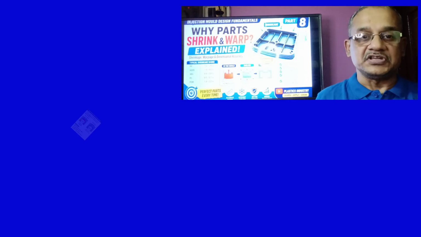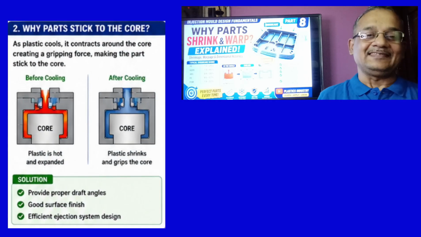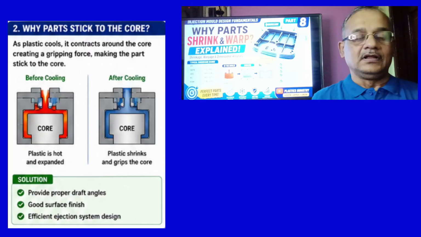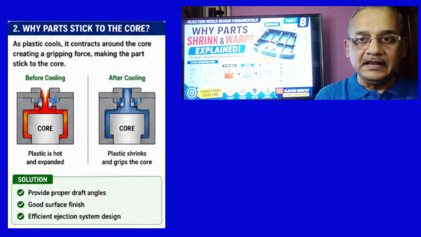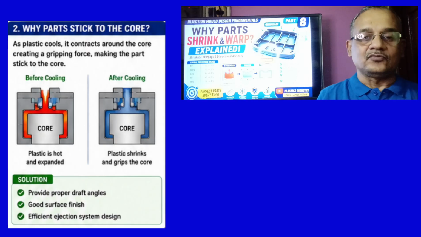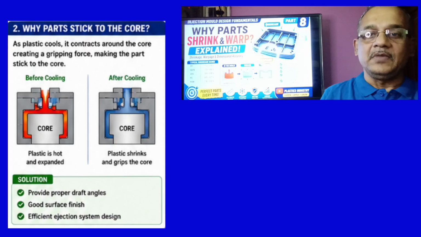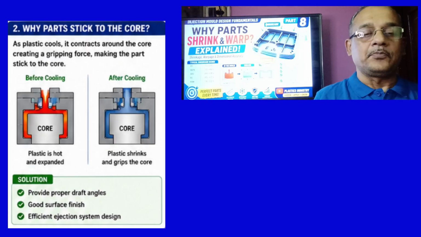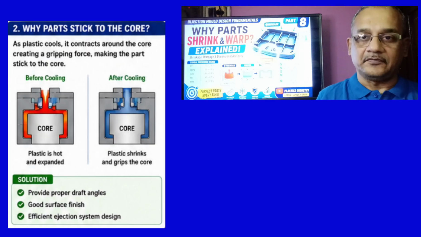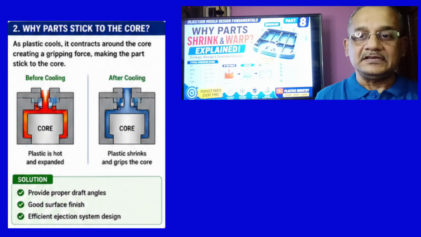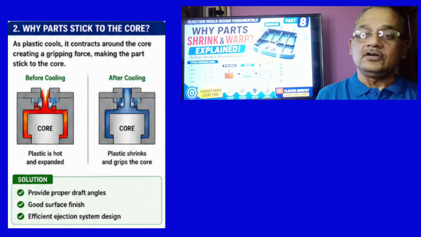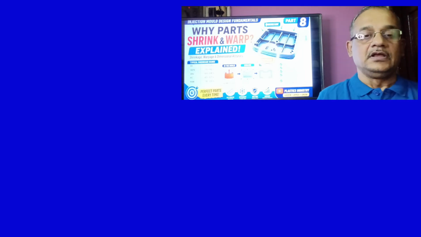Why do parts stick to the core? As plastic cools, it contracts around the core. This creates a gripping force. That is why many parts remain on the core after mold opening. Proper draft angles, surface finish, and ejection system design are essential for smooth ejection.